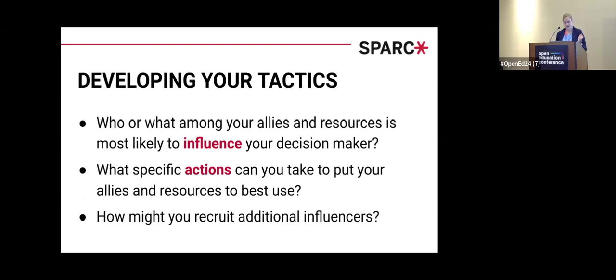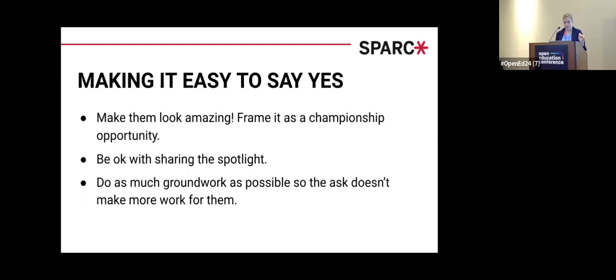Developing your tactics. Who or what among your allies and resources is most likely to influence your decision maker? And what specific actions can you take to put your allies and resources to best use? I think we'll skip that one.